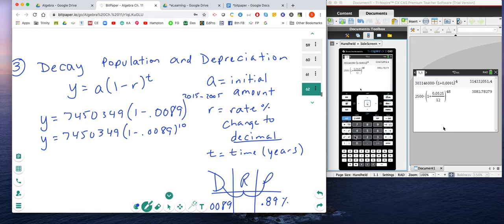I'm going to go to our calculator. 7,450,349, parentheses, 1. Notice that we're subtracting because it's decaying or the population is getting less. 0.0089, parentheses, exponent 10.